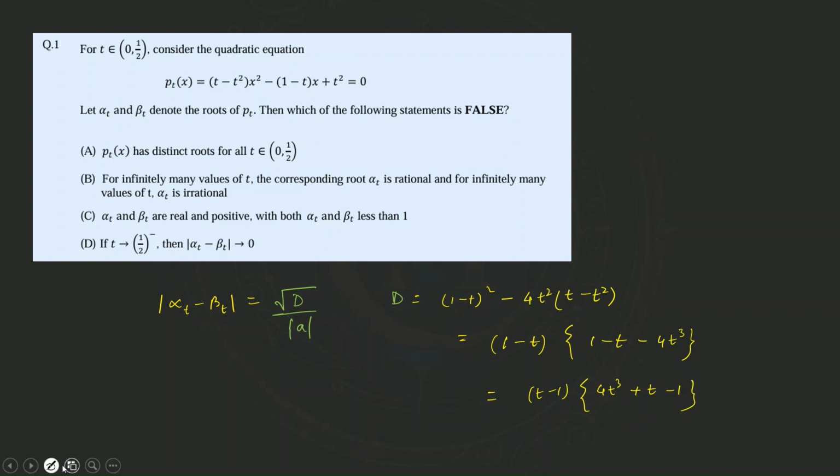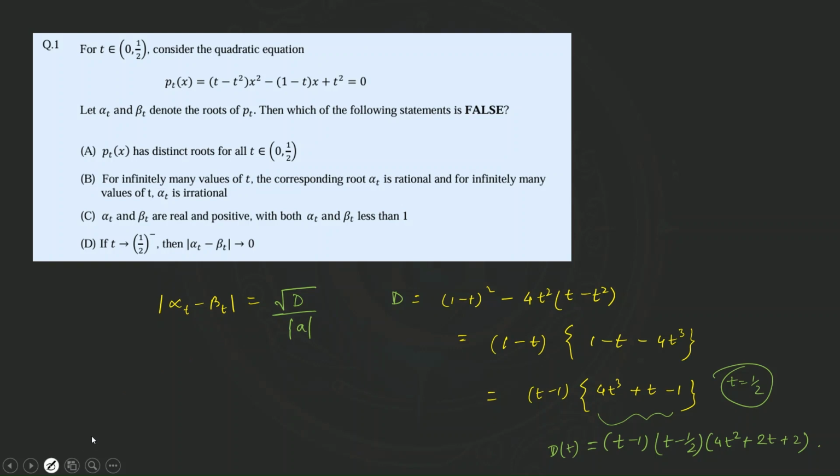This thing can be again factorized. How? This we have to observe. We can see that t = 1/2 will be a factor of this expression, because 4/8 + 1/2 is equal to 1, and 1 − 1 is again 0. So we can write this as (t − 1)(t − 1/2) times (4t² + 2t + 2). So this is the expression for D as a function of t.